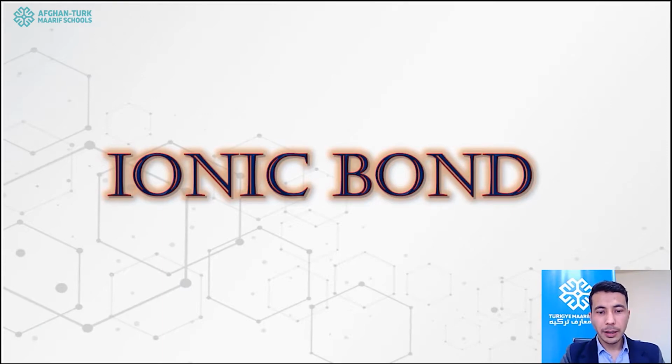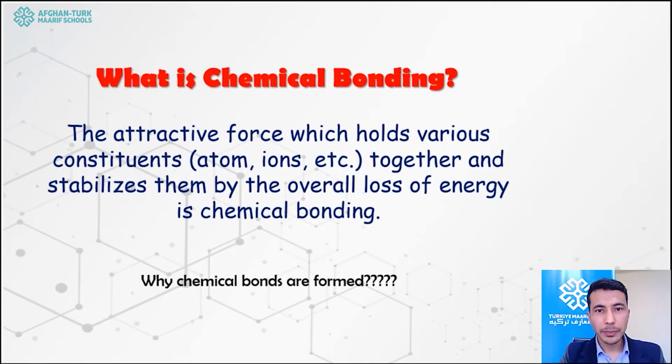First of all, let me tell you what's chemical bonding. You know that the attractive force which holds atoms and ions together and stabilizes them by overall loss of energy is known as chemical bonding. In chemical bonding, mostly atoms and ions react with each other and they form molecules or formula units. Okay, so why are chemical bonds formed?